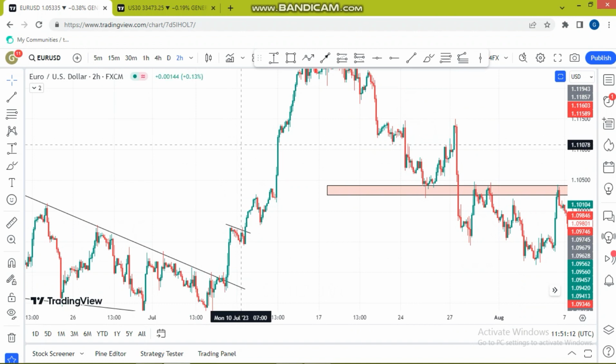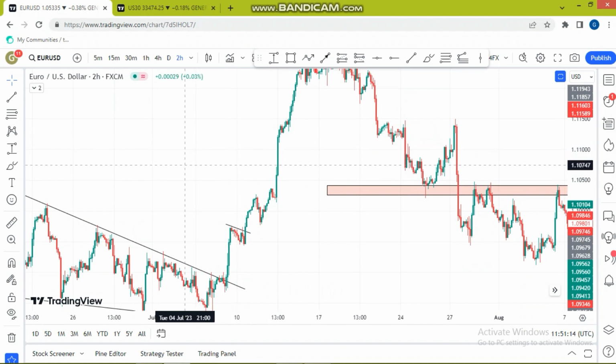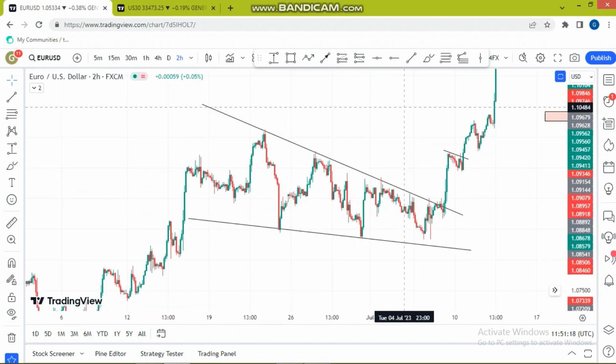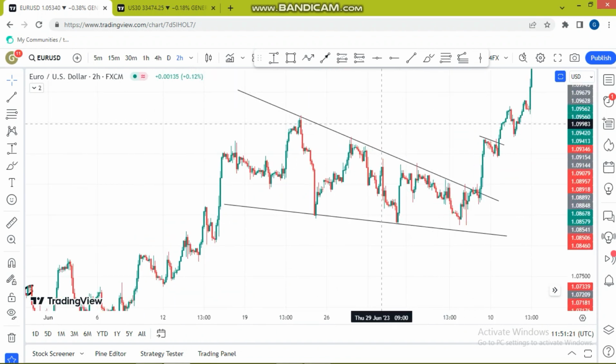And that's how you catch trend continuation on the bearish and on the bullish side. In case you don't understand, that's how you catch flag continuation on the downtrend and on the uptrend.